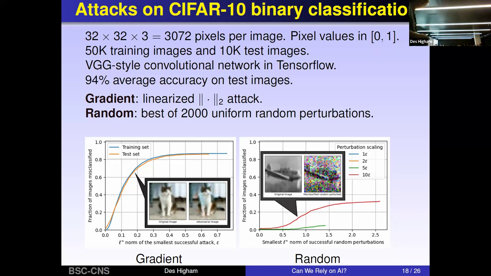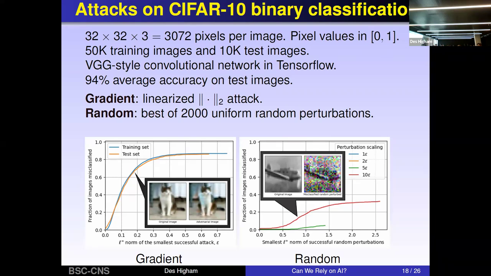On the left is what you get when you do a gradient-based attack. So you use optimization to find the worst possible direction in which to make the perturbation. And we're showing success. Here's the fraction of images from the set which gets misclassified, and here's the size of the perturbation. So with a 10% perturbation, you can misclassify around 40% of the images. And with 20%, you can misclassify 70% or so.